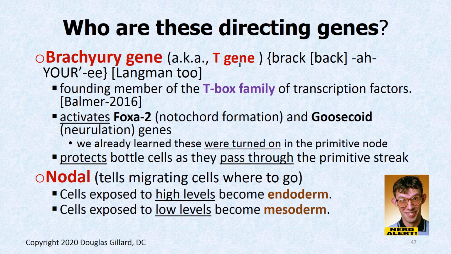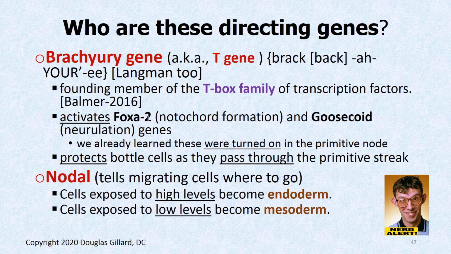Sometimes it's called the T gene, which is the first original member of the T-box family of transcription factors. So what does it do, this T gene or the brachyury gene? It activates something we already know, FOXA2, right? We said FOXA2 is for nodal chordal formation. And goosecoid, that was for neurulation. So it turns those genes on in the primitive streak cells. So now FOXA2 and goosecoid are not only in the primitive node, they're in the primitive streak as well. Great.